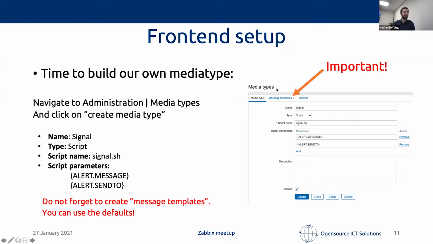Do not forget to create some message templates. You want to make sure that you get the message in the correct format. So what information would you like to get? Use those Zabbix built-in macros again to make sure that all that information is set up as you want, or simply use the defaults that Zabbix has already built in for you. But you have to set them up. Keep that in mind.